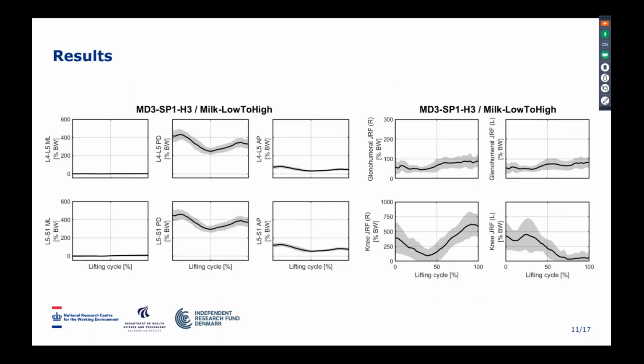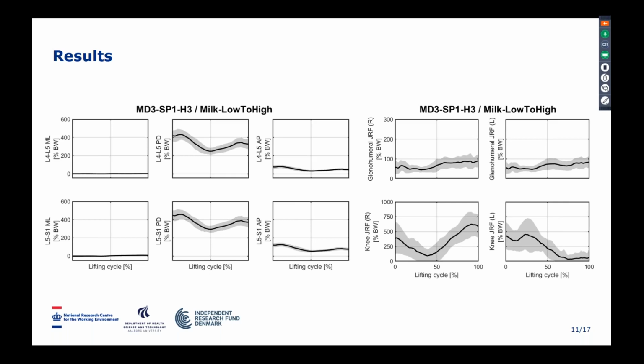So here is an excerpt of some of the results we have. Of course, you saw there are a lot of lifts, so we also have a lot of results, and we chose to focus on the compression and shear forces at the L5S1 joint in the lumbar spine, and also the resultant glenohumeral joint reaction forces and the knee joint reaction forces. So basically the joints that are mostly involved when you do a lift of this sort.